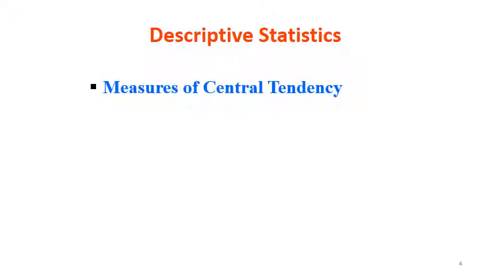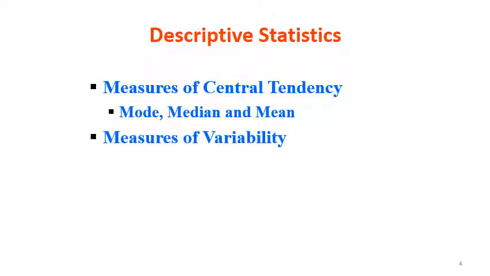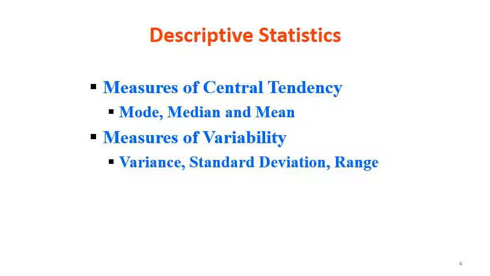So descriptive statistics is fairly simple. There are two main measures that we explain about our data. One is called the measures of central tendency, where we use mode, median, and mean to talk about the central point of our sample. And of course, we want to also look at measures of variability to see how dispersed our data is using the variance, standard deviation, or even range.